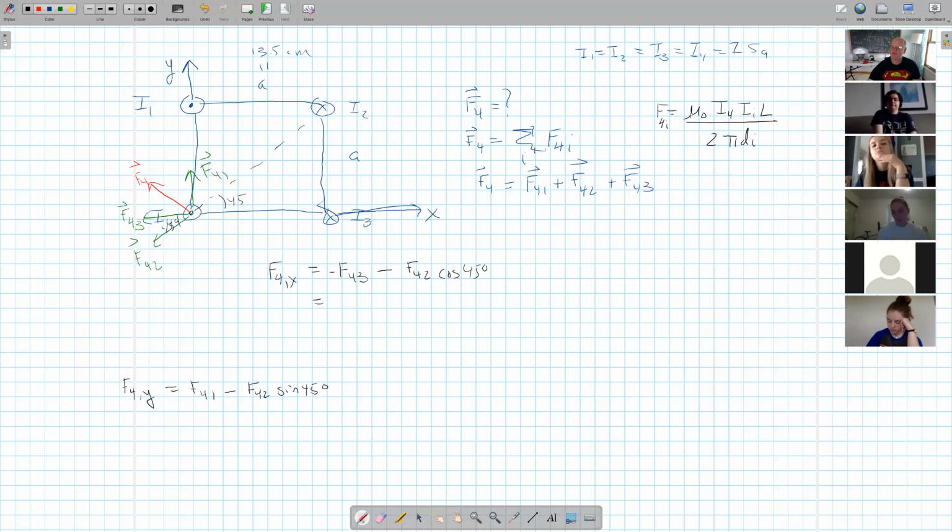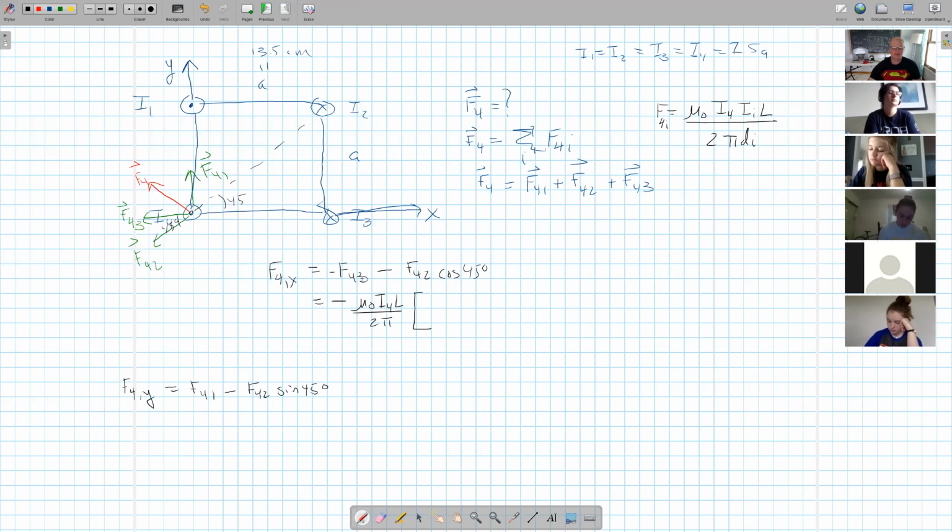First of all, they all have a mu naught, so we can factor that out. They're all going to have an I4, so we can factor that out. And they're all going to have an L, so we can factor that out as well. So I'm going to write this as minus mu naught I4 times L divided by 2 pi, because that's constant on each one as well.